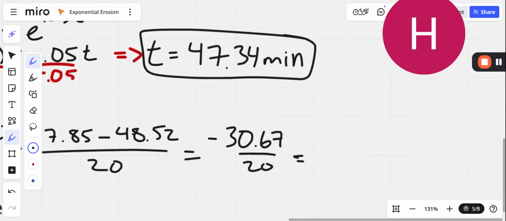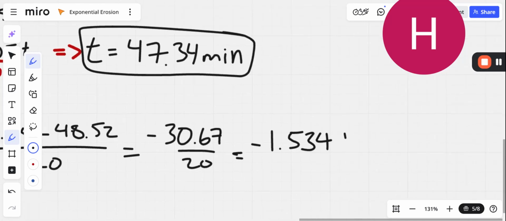And so this is just going to give us negative 1.5, let's call it 3, maybe 4. I'll call it 3, 4. And this is in milligrams per milliliter. So that's how many milligrams per milliliter we're going down per minute.